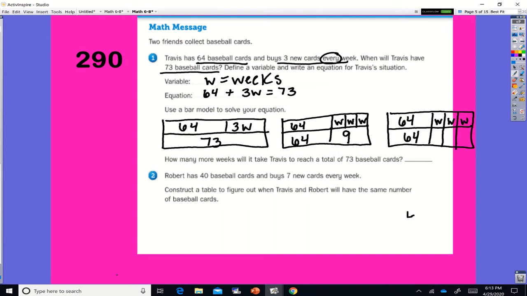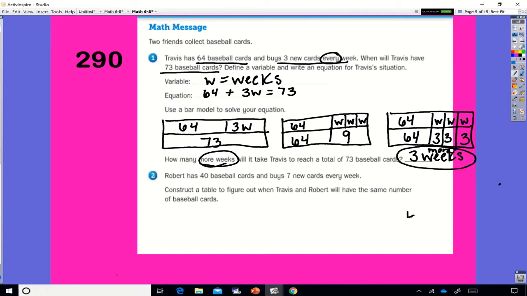Now, if I have 3 W's and I have to split 9 evenly into each one of these, I split 9 into 3 groups, that's going to be 3 in each group. So our W ends up equaling 3, so it's going to be 3 weeks. So it's going to take him 3 more, I should put here, because it asks how many more weeks it will take Travis to reach 73. So 3 more weeks. Make sure that we're putting those labels.